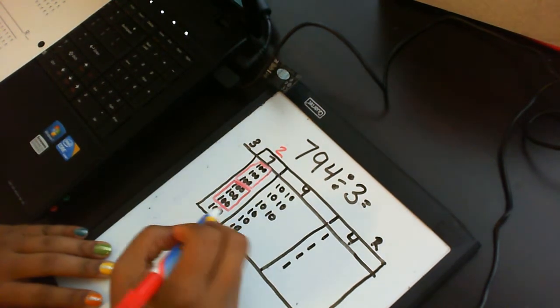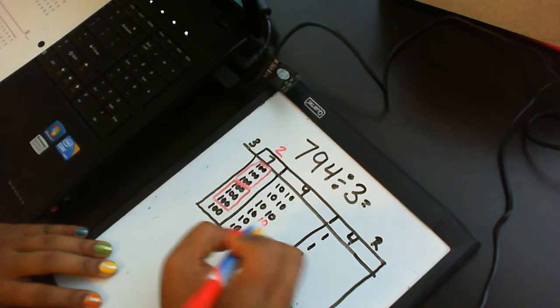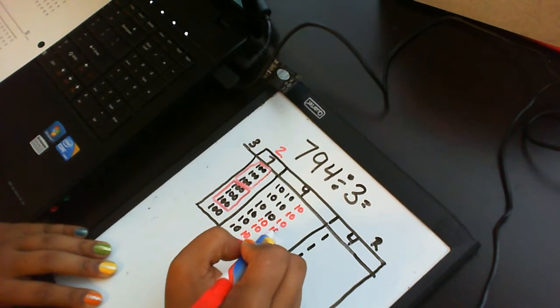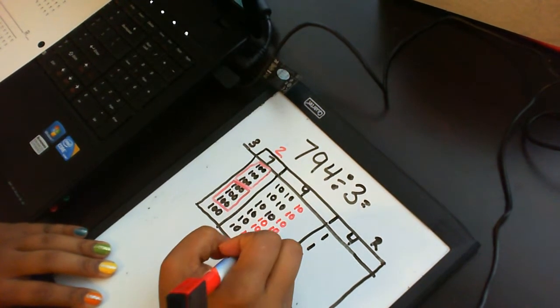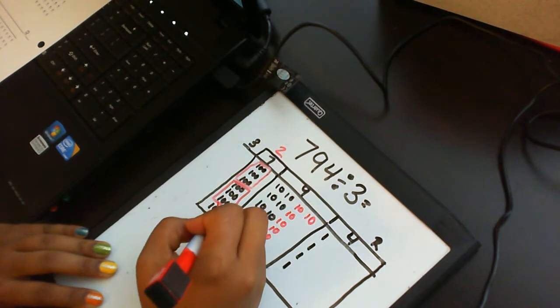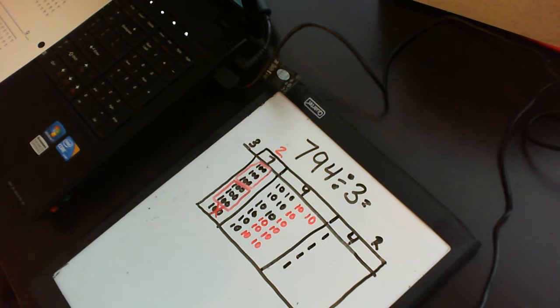So I know 100 is going to be 10 more. So 1, 2, 3, 4, 5, 6, 7, 8, 9, 10. So now that I've done that, I can just cross this one out because I moved it. Alright, so now we're ready to make groups of 3.